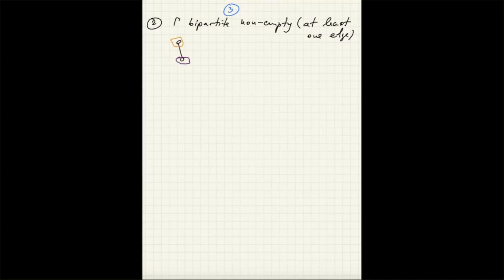Now, let's see 2 examples. Let's consider a graph gamma which is bipartite and non-empty, so at least one edge. Because you have one edge, on that edge you need to use 2 different colors. So you need to use at least 2 colors, which implies that the chromatic number of gamma is greater than or equal to 2. But because the graph is bipartite, you have a partition of the vertex set into 2 independent sets, as drawn here. So that tells you that the chromatic number is at most 2.